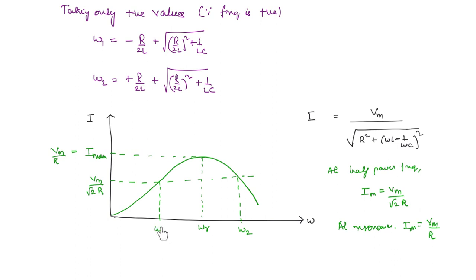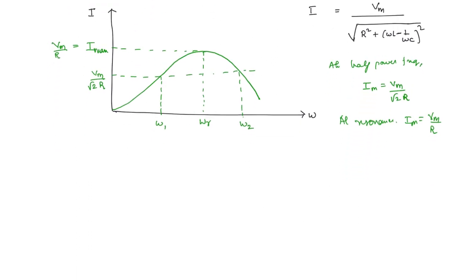What is the expression of this frequency? This is minus R by 2L plus this expression. Omega 2 will be greater than omega 1 because here you have plus R by 2L. So it will in fact be greater than the resonant frequency as well, because resonant frequency is simply 1 by root LC.